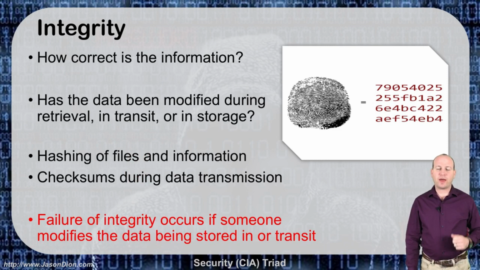The second part of the CIA triad is integrity. Integrity is all about, has the data been changed? The way that we generally keep track of whether data has been changed is by the use of something called a hash. We create this checksum that looks at the data and creates a unique fingerprint of that data, so we'll know if it's been changed.